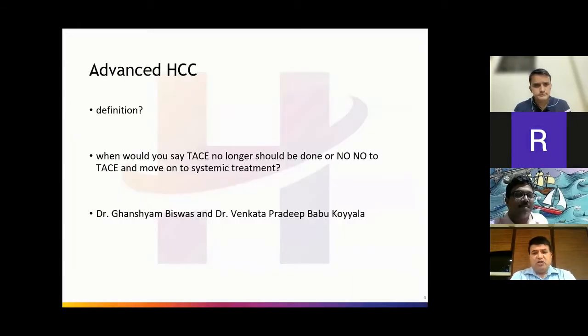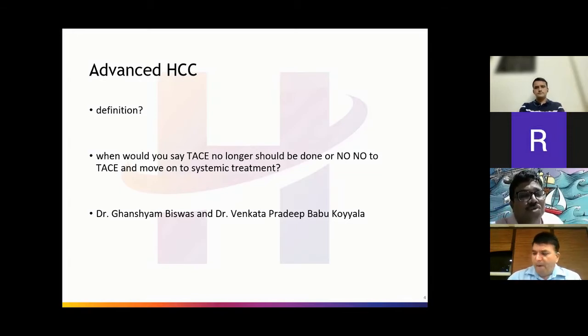So I would like to start with Dr. Ghanshyam Biswas and Dr. Venkata Pradeep Babu Koyala. I think in the previous panel, it was very crystal clear defined, but just to start the panel, Ghanshyam, in your practice, when would you say no to TACE? Or, you move on to systemic treatment, TACE refractoriness, if you can just revise, because Tarini has done it very well.